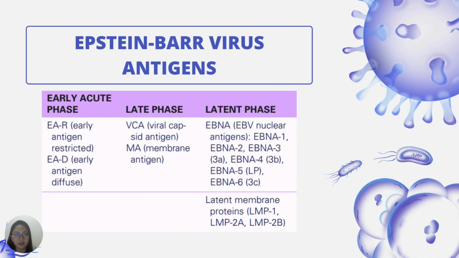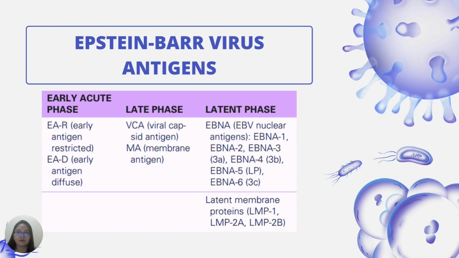And in the latent phase, dito na yung marami siyang pwedeng ma-detect since matagal na yung infection. So this includes your EBNA or the Epstein-Barr virus nuclear antigen. The EBNA 1, 2, and 3 are the types of the EBNA. This also includes your 3A or the EBNA4, the 3B, the EBNA5, the LP, and the EBNA6, the 3C. So other latent membrane proteins also, the LMP1, the LMP2A, and your LMP2B. Okay.